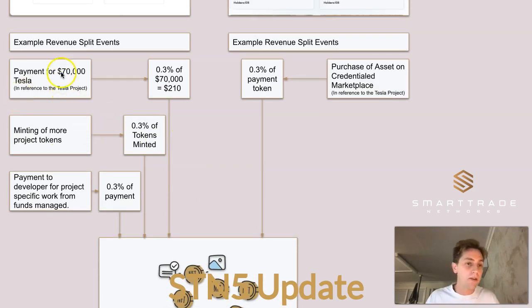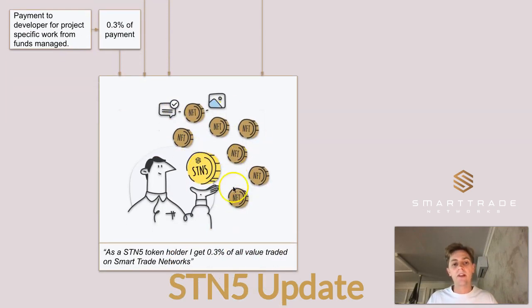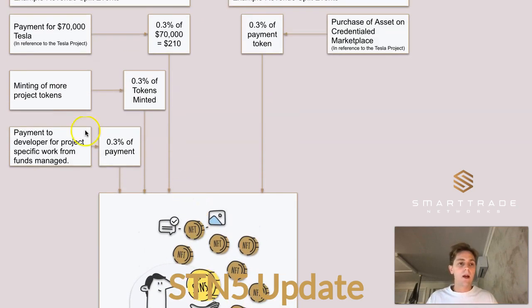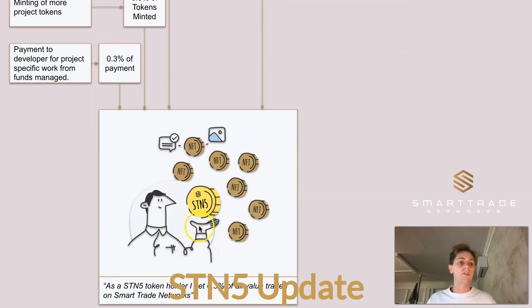So say for instance, we have a project coming along soon where they'll be raising money to purchase Teslas. When that Tesla purchase happens, there'll be a fee, 0.3%, which is $210, that gets immediately sent to the STN5 token holders. Or say for instance that project decides to go and create more tokens for that project, 0.3 of those tokens gets sent to the STN5 token holders. Or that project brings on a bunch of money and then needs to go and pay for developers or marketers or admin staff to go and do certain bits of work for that project. 0.3% of that payment will go to the STN5 token holders.